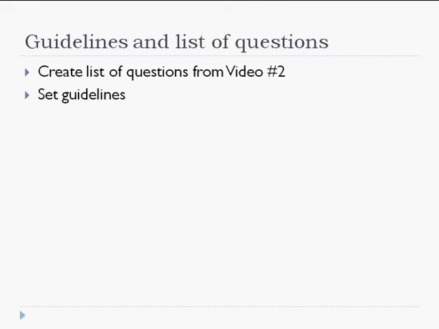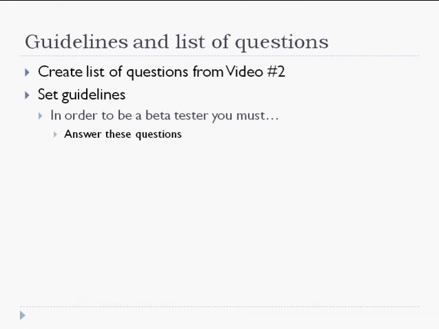So the first thing you want to do is set some guidelines, because you don't want to approach all beta testers, meaning you don't want to give your product to just anybody. You want to make sure that you give your product to somebody who will actually give you good constructive criticism. So set some guidelines. Write down, in order to be a beta tester, you must answer these questions, and you must answer these questions by this certain date.